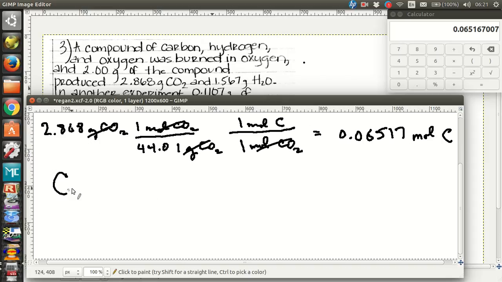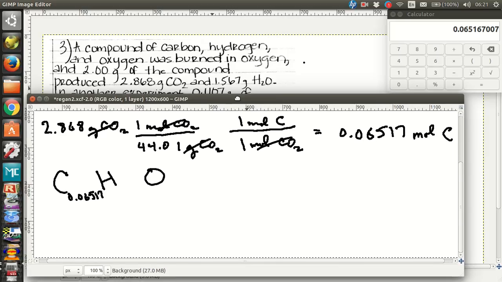So the empirical formula is going to go CHO something. The C is 0.06517. Can't have a decimal as a subscript in a molecular or empirical formula, so we're going to be dividing this number by some other number or by itself to get whole numbers here. So more on that later.